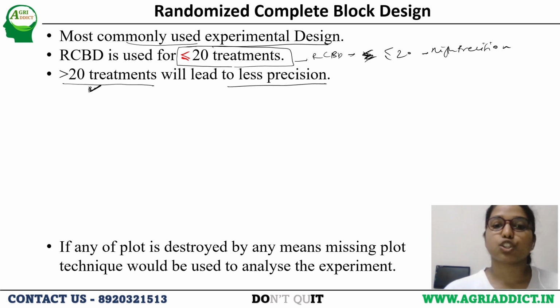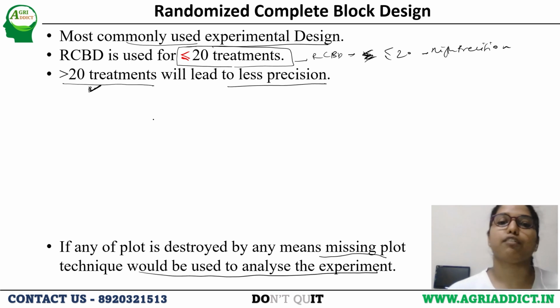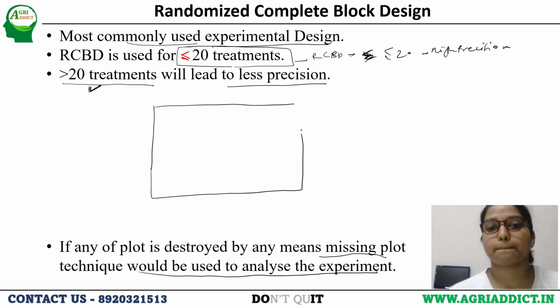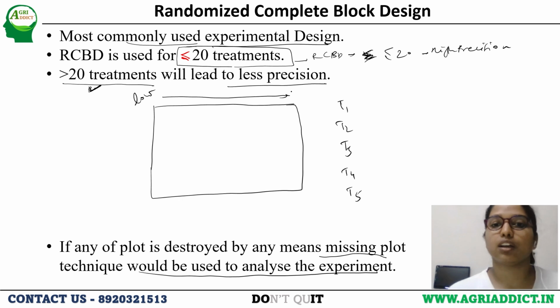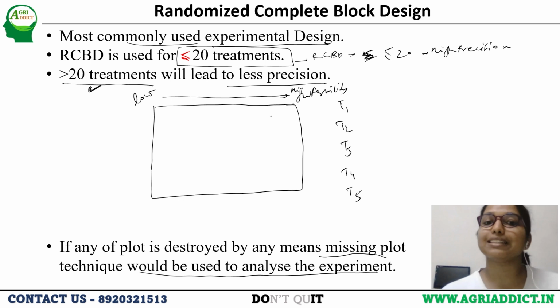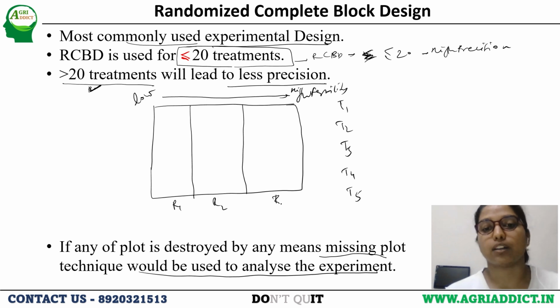If any plot is destroyed by any means, the missing plot technique is used to analyze the experiment. Say this is the plot and we have 5 treatments, T1, T2, T3, T4, T5. Now we have fertility variation: here it is low fertility, here it is high fertility. To minimize the error, we make blocks. This is the block. We name them R1, R2, R3.